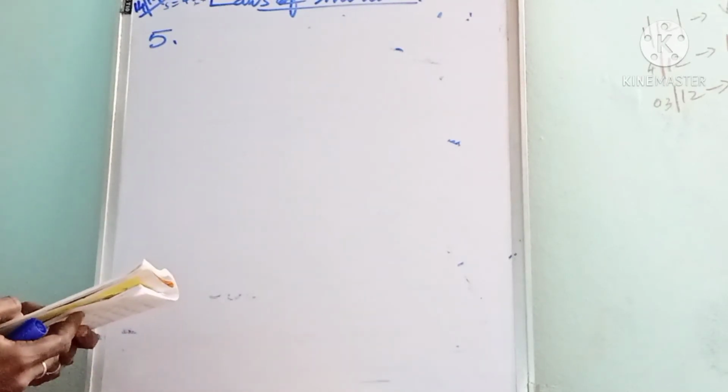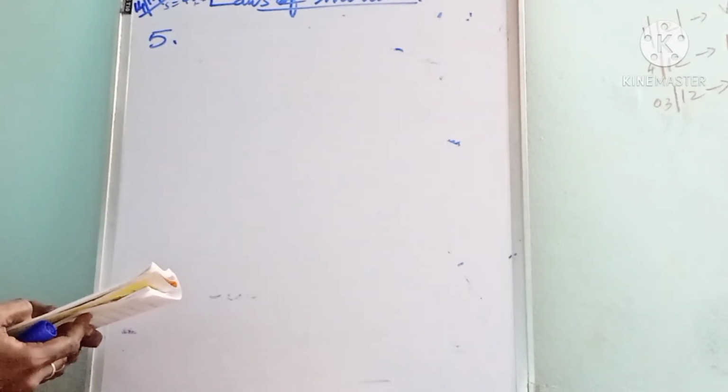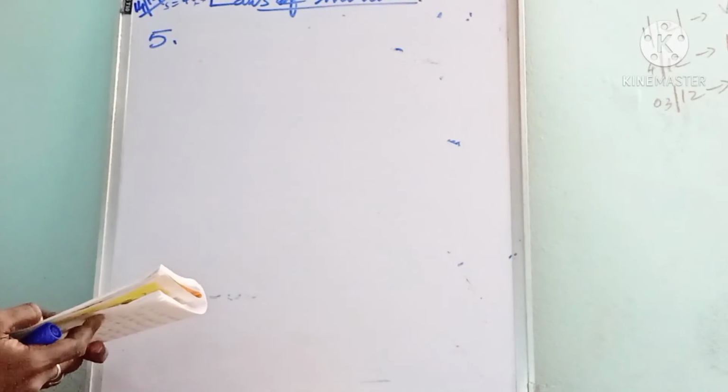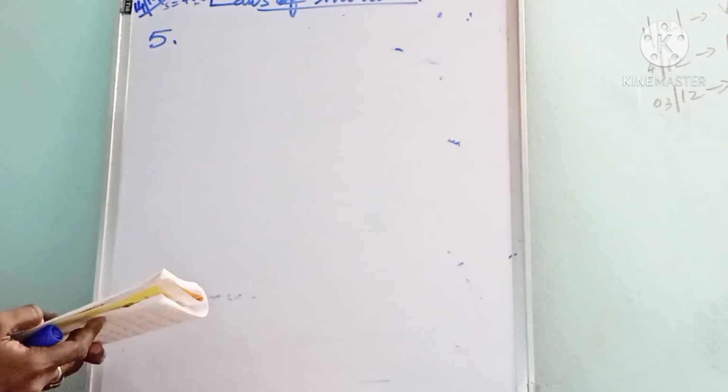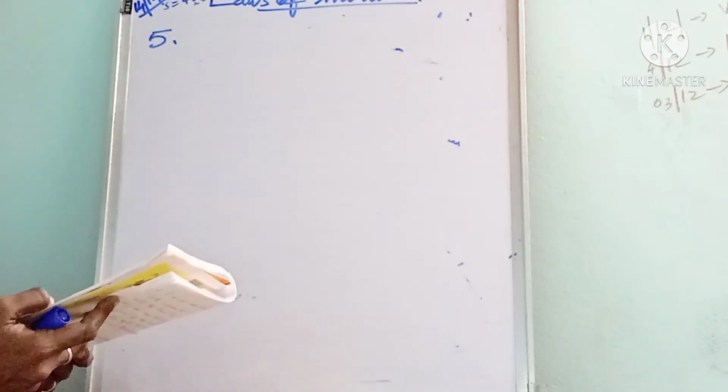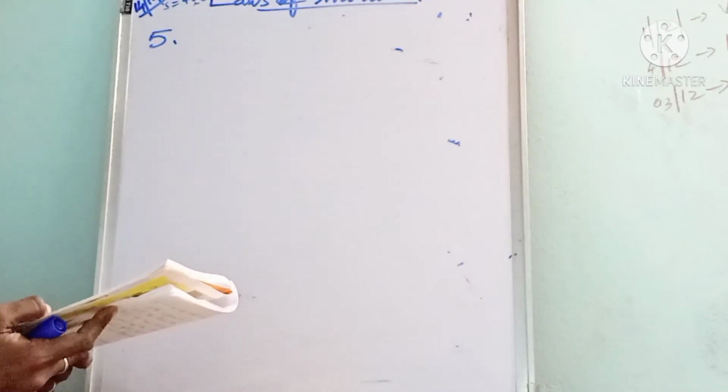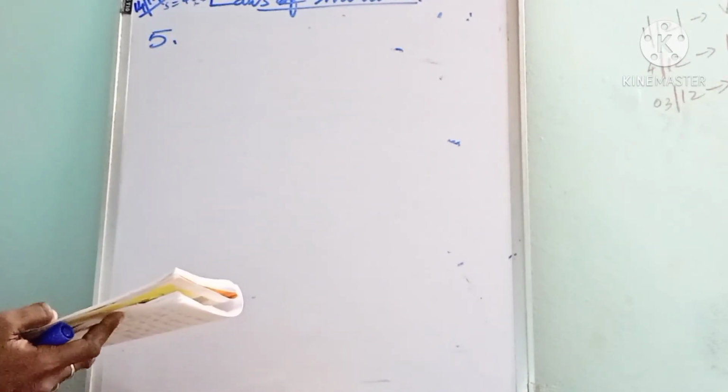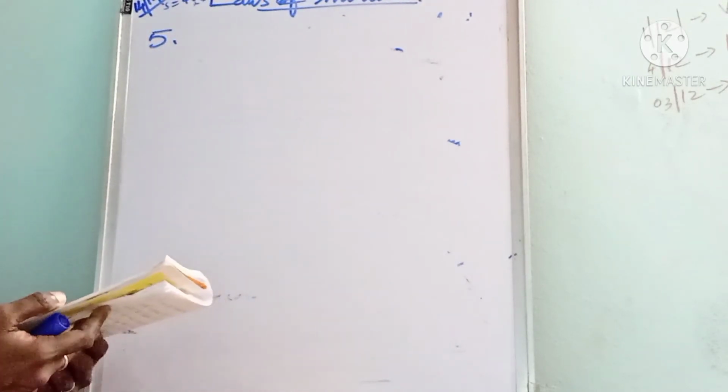Next, the fifth question: the coefficient of friction between the ground and the wheels of a car moving on a horizontal road is 0.5. If the car starts from rest, what is the minimum distance in which it can acquire a speed of 70 km per hour? Take the value of g equal to 10 meter per second square.